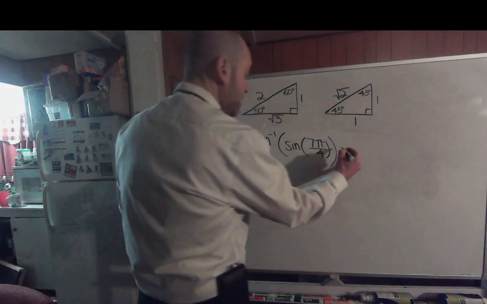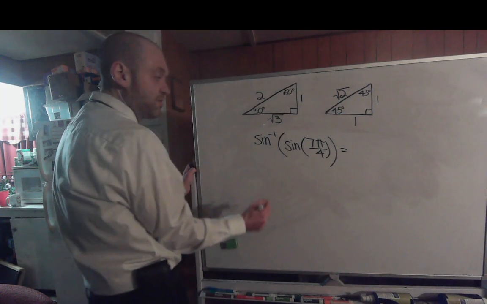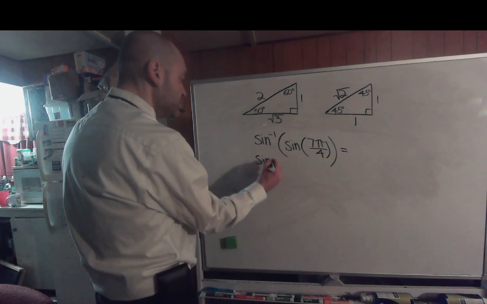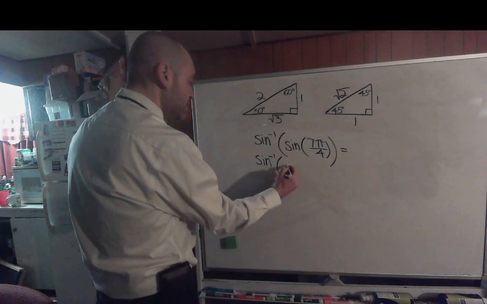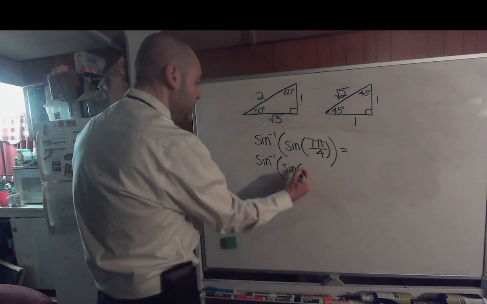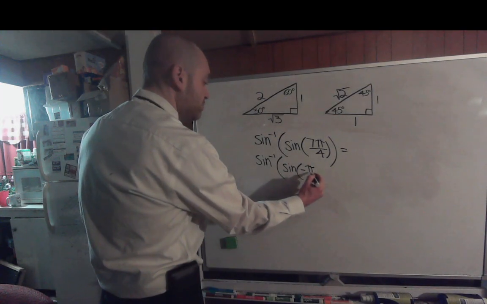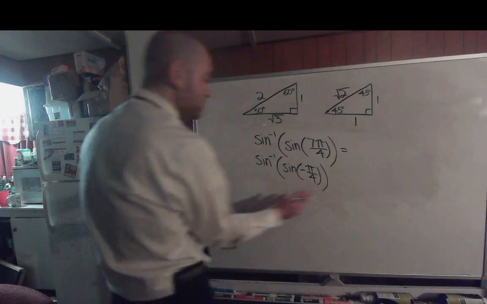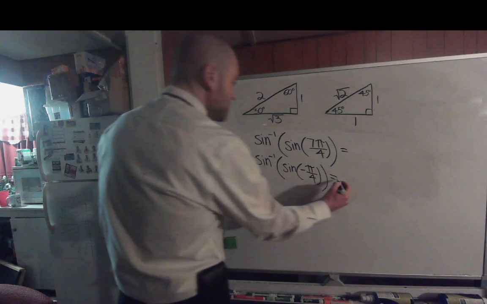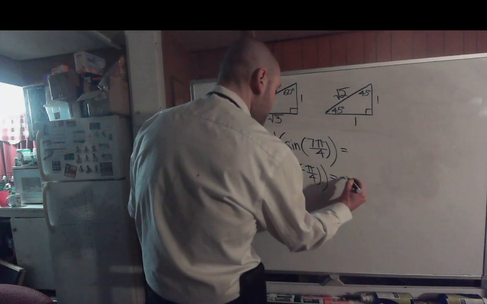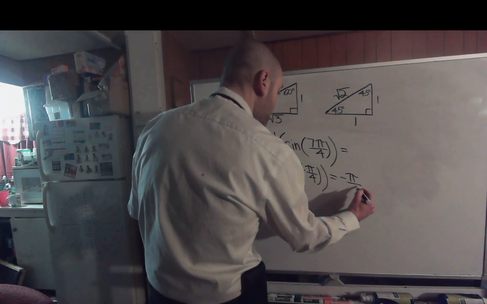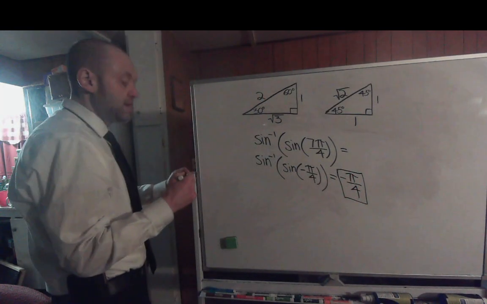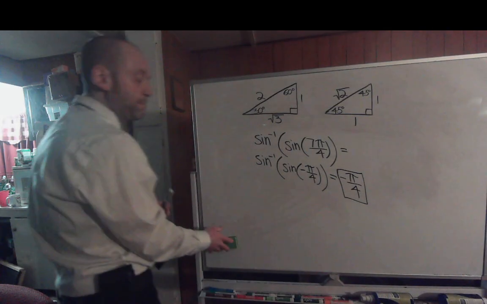So if we subtract 2 pi from 7 pi over 4, what this should turn into is the inverse sine of the sine of negative pi over 4. That would put you in the exact same quadrant and within the range of the sine inverse function. So now you should just end up getting negative pi over 4 for the answer.